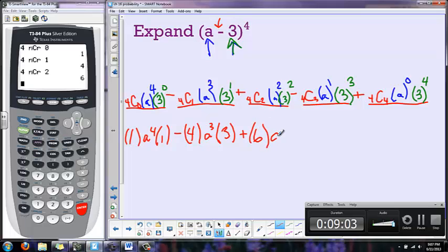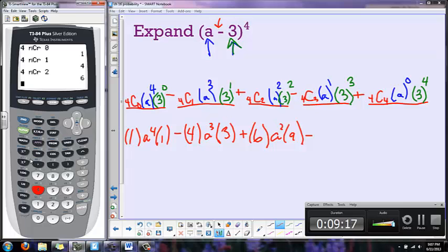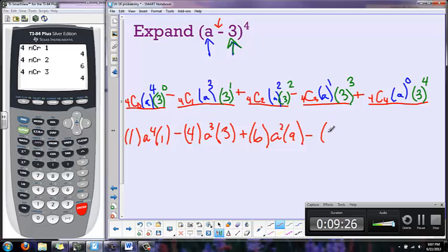6a squared, and then 3 squared is 9. Minus 4 choose 3. If you're noticing the pattern, and that was the middle term, if this was Pascal's triangle, that means that this coefficient would be a 4 again. Let's just double check. 4, math, 4 choose 3, enter. Yep, that's a 4 again, so you could use that pattern. You don't have to do all of these out.